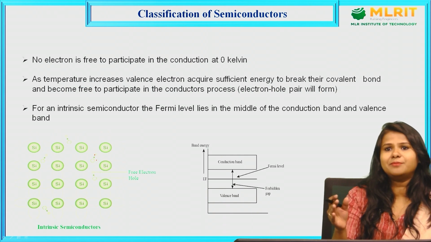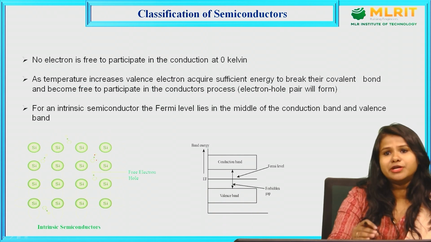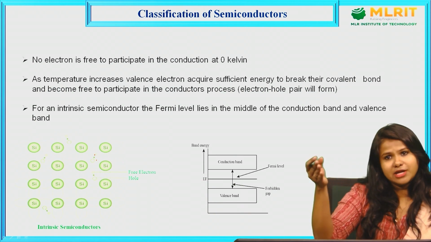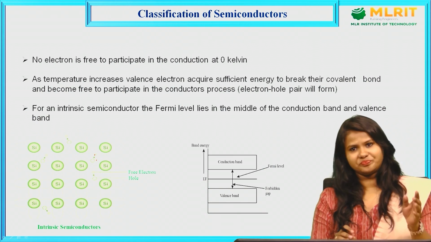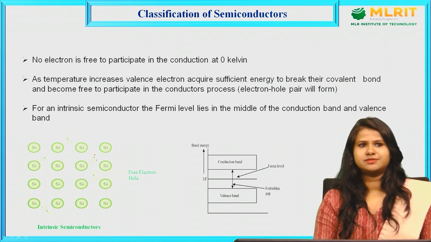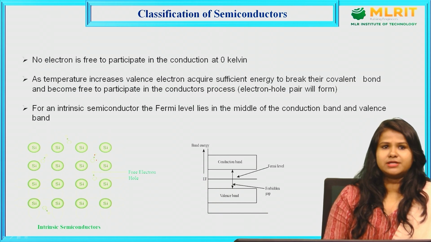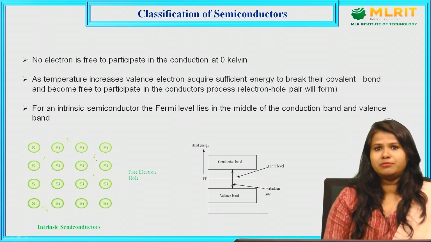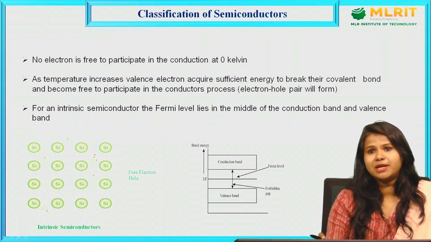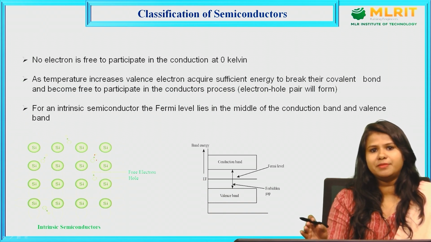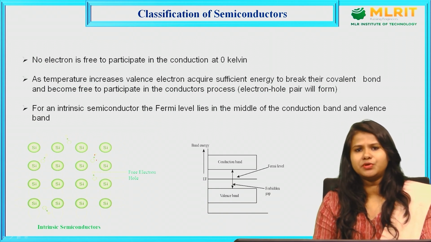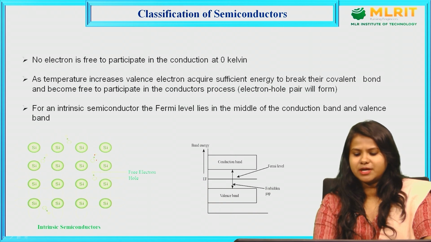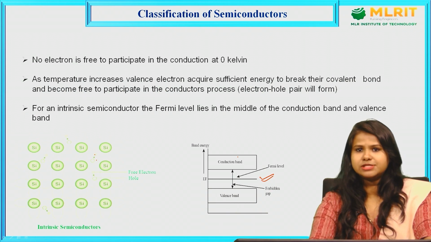So, a hole is nothing but the absence of an electron. As one electron becomes free, we get free electrons and holes also. These electrons and holes will act as the charge carriers. For intrinsic semiconductors, we will consider where the Fermi level lies. What is the Fermi level? The Fermi level is the outermost energy level where electrons will be present at absolute 0 temperature. For an intrinsic semiconductor, it lies exactly in between the conduction band and the valence band. We can see from this figure.